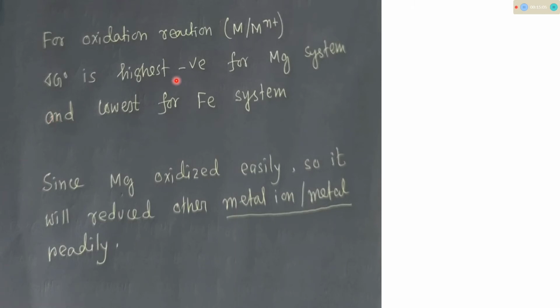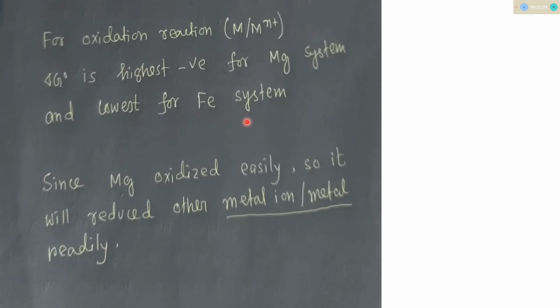For oxidation reactions, in a system like this, we can see that system M releases n electrons to become Mn+. So delta G0 is highest negative for the magnesium system and lowest for the iron system.